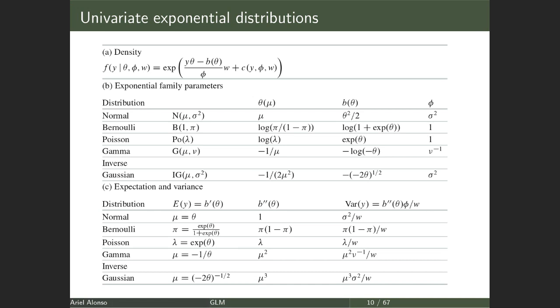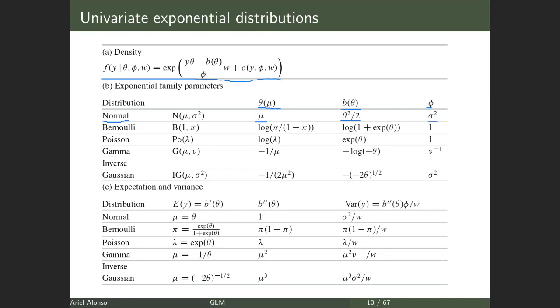Here you have the general formula for the density of an exponential family. It is given over here. This is the general expression for a univariate exponential family. And you can see that the normal, for instance, is a special case of the family. Just choose theta, the canonical parameter, equal to the mean. Choose b of theta as theta squared divided by 2, and choose psi equal to the variance. And you get a normal.